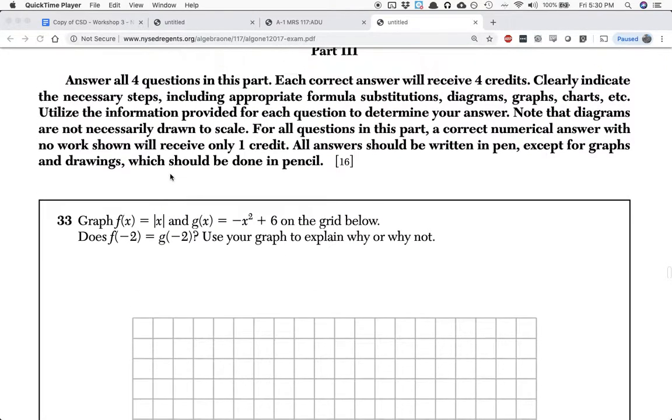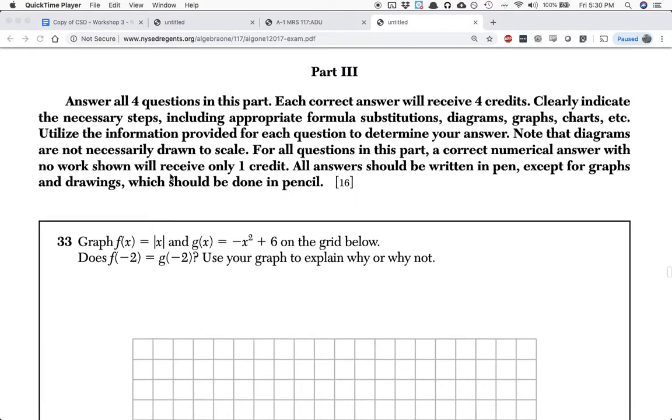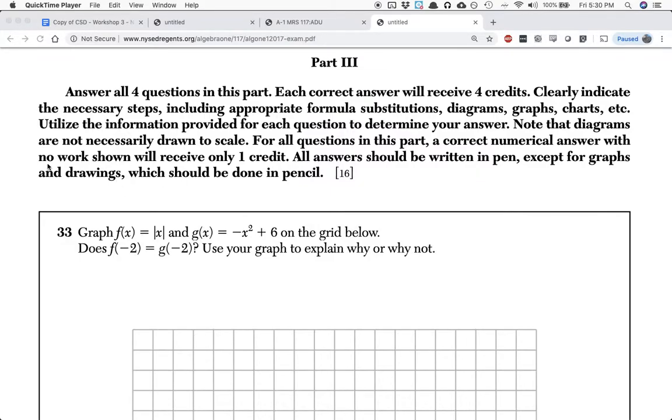We are now looking at question number 33 from January 2017. This is a 4-pointer question that I dream of because there's so many free points to get on this. Every student should get at least 2 free points on this question.